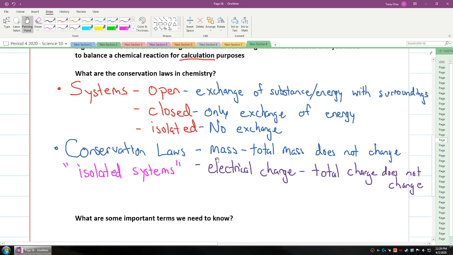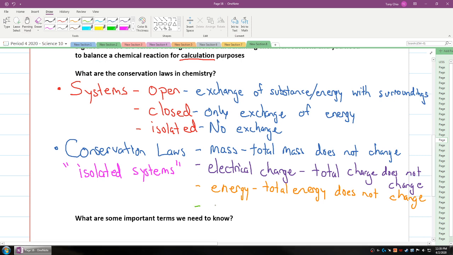If it's a closed system, then the next law will not be conserved because the next law is the conservation of energy. And this is where total energy does not change. Okay. So energy can only be transformed but not changed. So these three laws here are very important, but the one we're going to use to help us balance chemical reactions is the last one.